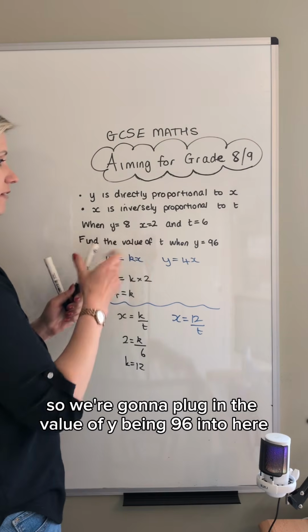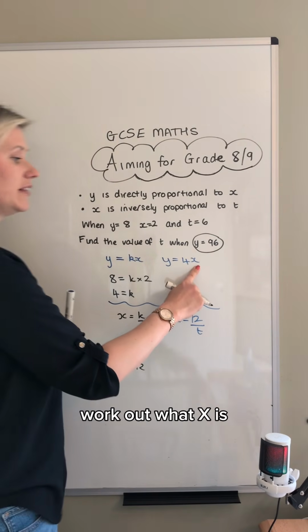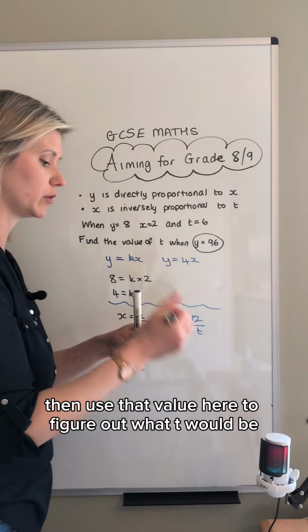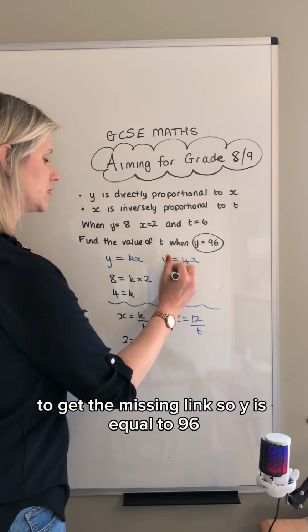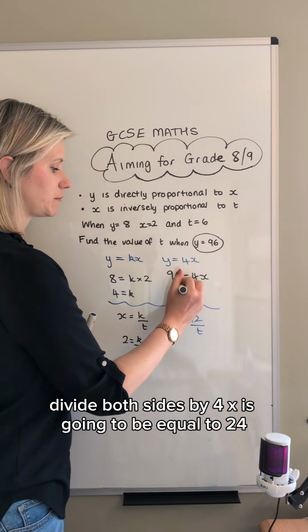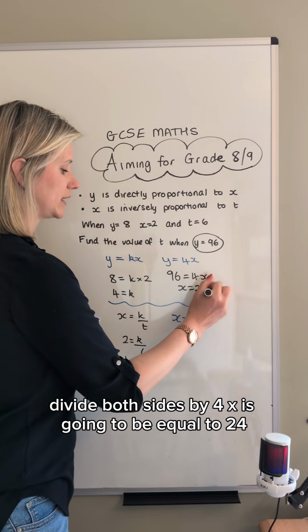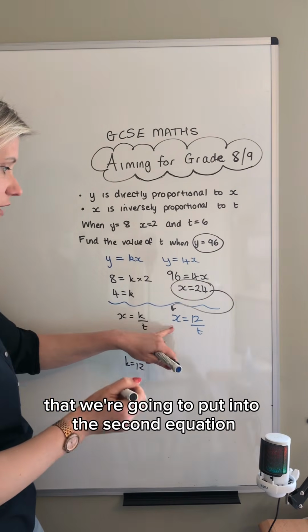So we're going to plug in the value of Y being 96 into here, work out what X is, then use that value here to figure out what T would be to get the missing link. So Y is equal to 96. 96 is 4x. Divide both sides by 4. X is going to be equal to 24. And that's the value then that we're going to put into the second equation.